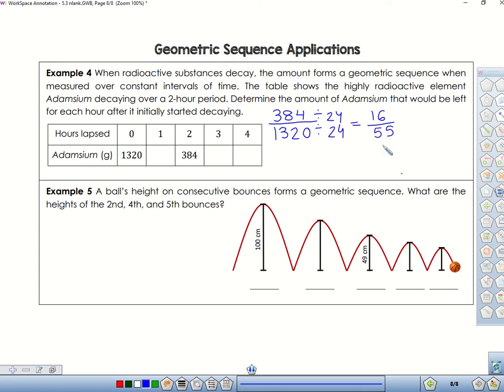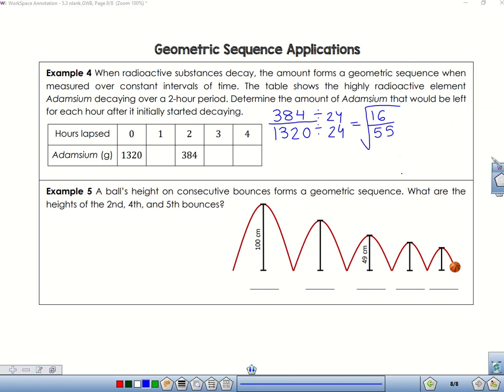Now to find the common ratio, you're going to take the root of how many spaces we have between those two. How many spaces were there between these two? 1. So you're going to add 1 to that, so you're taking what root? Yeah, just the regular square root. Now in this case, 16 is a perfect square, but is 55? No, so we're just going to go with the decimal on this one to make our lives easier, okay?